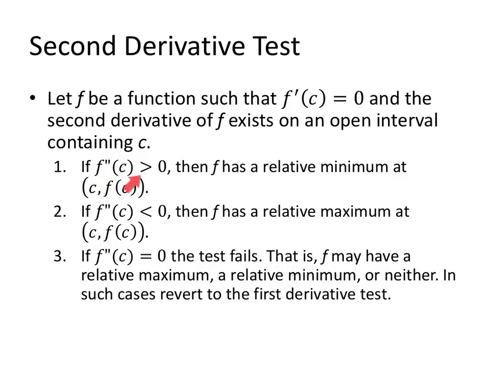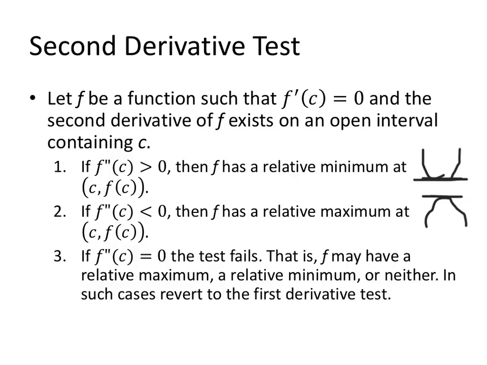So if the second derivative is positive, then the graph of f has a relative minimum. Why is that? If the second derivative is positive, I'm concave up. If the first derivative is 0, it must be a minimum. Similarly, if the second derivative is less than 0, it's concave down. And so I must have a maximum.